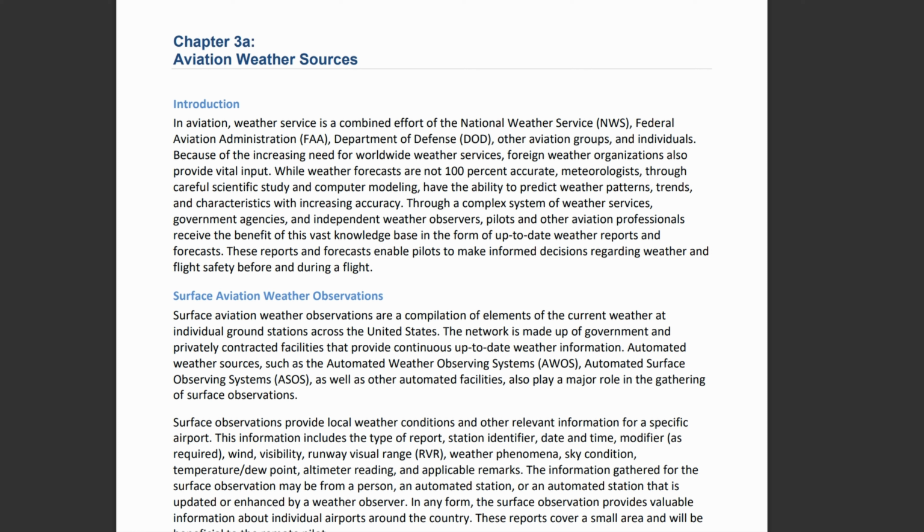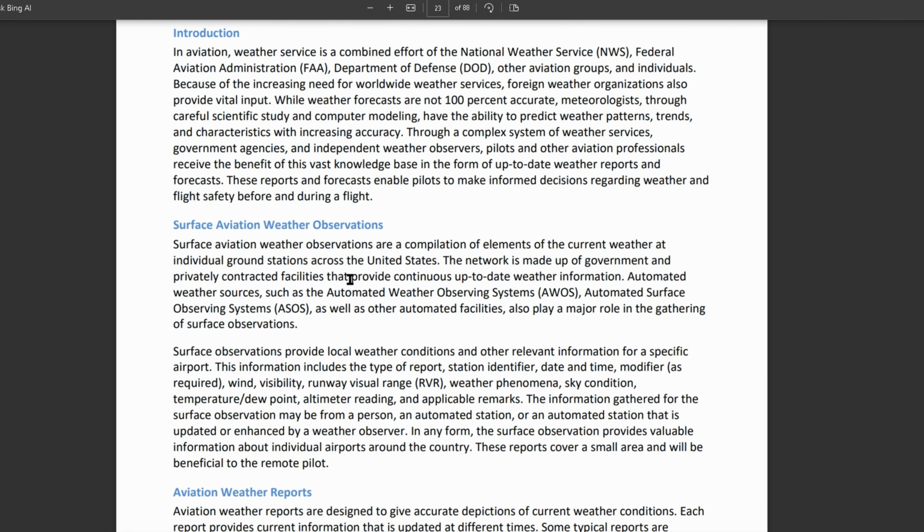So these surface observations have the type of report, the station identifier, date and time, and any modifications that are necessary. We have wind listed as well as visibility. The runway visual range is sometimes listed. This will be RVR, runway visual range. We have any weather phenomena, sky conditions, temperature and dew points. This is important for freezing purposes. You don't want any freezing or frosting on your wings or your propellers. You also have altimeter readings, and anything else that's applicable will be posted on there as well in a remarks section. So that was the introduction as well as surface aviation weather observations.